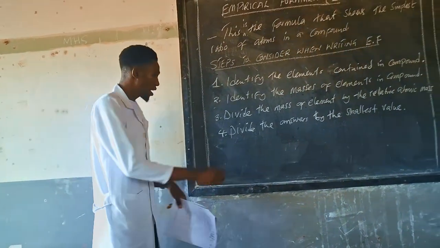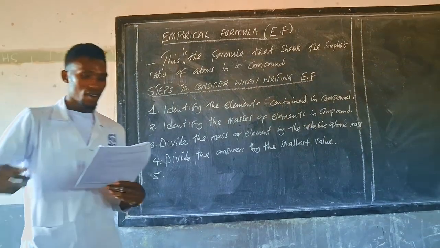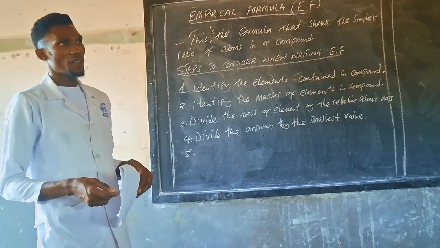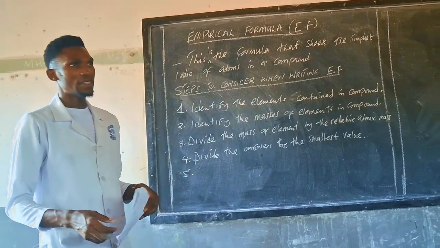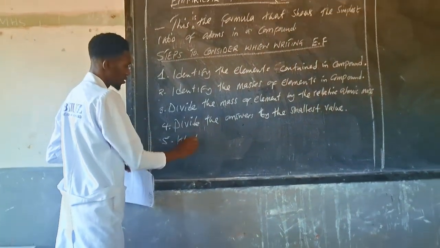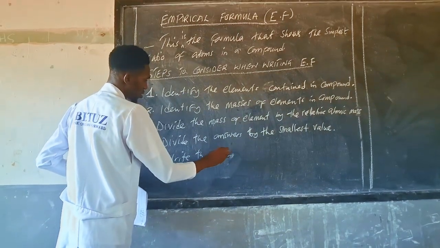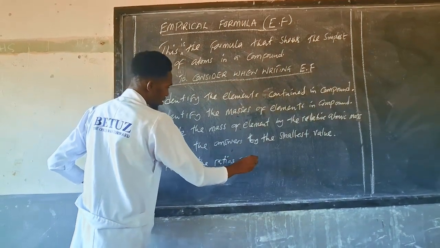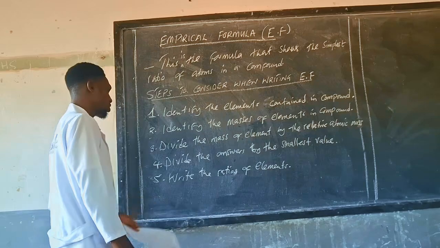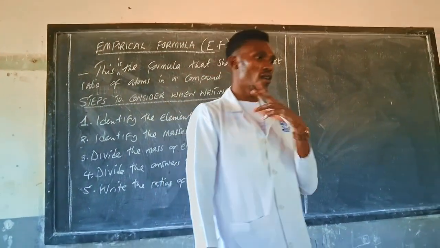Then number 5, after dividing, you write the ratios of elements. When you write the ratios of the elements, then that's the empirical formula. So you write the ratios of elements.